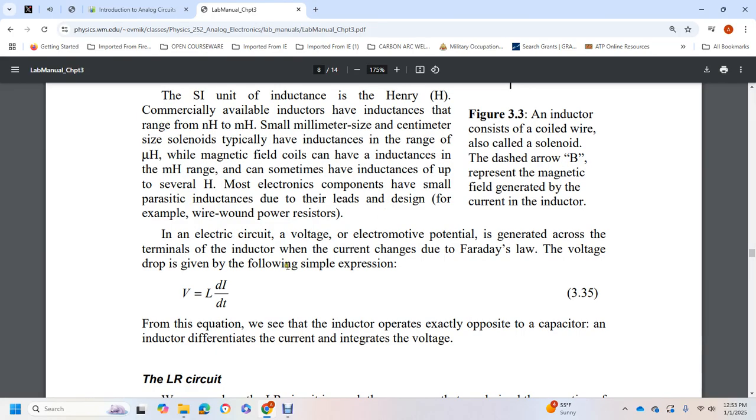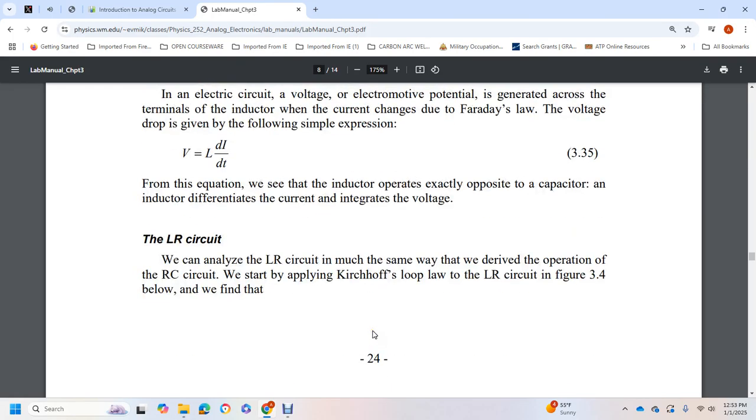The voltage is equal to the inductance times the derivative of the current with respect to time. This equation for the inductor is exactly the opposite of the capacitor: the inductor differentiates current while the capacitor integrates voltage. The inductor resistor circuit can be derived in the same way as the resistor capacitor circuit.